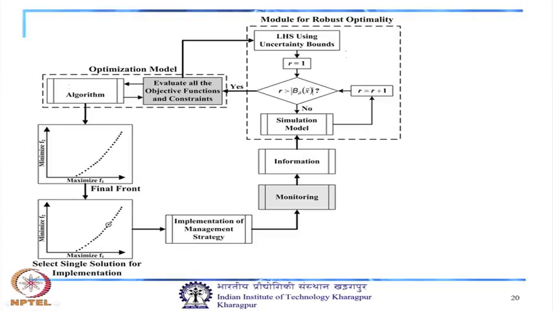So, integrated planning mechanism. We have a robust optimal solution from this multiple realization approach. We can get the final Pareto front. Out of that, we will select one strategy and implement that single strategy in the field. There will be monitoring and we will collect some information. Again, with that information we can update the simulation model. That is the actual process for any integrated planning approach.